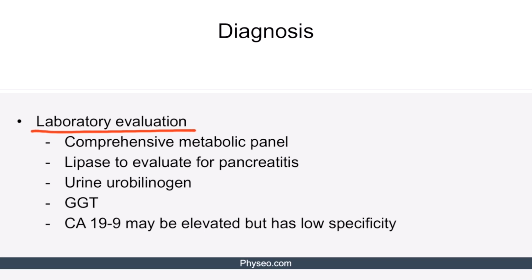GGT levels can also be drawn in order to evaluate for damage to the liver and bile ducts. CA19-9 is a tumor marker that's associated with pancreatic cancer, but it has a low specificity and is elevated in other malignancies besides pancreatic cancer.